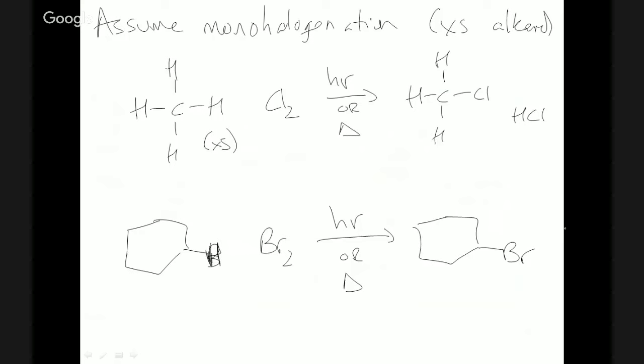So how does this work? Let's look at the mechanism, 15.4. A mechanism is a detailed explanation. Light, heat, or peroxides, with oxygen-oxygen bonds. It's important. We kind of saw something like this in hydroboration. We saw hydrogen peroxide, which is just H's for the R's there.